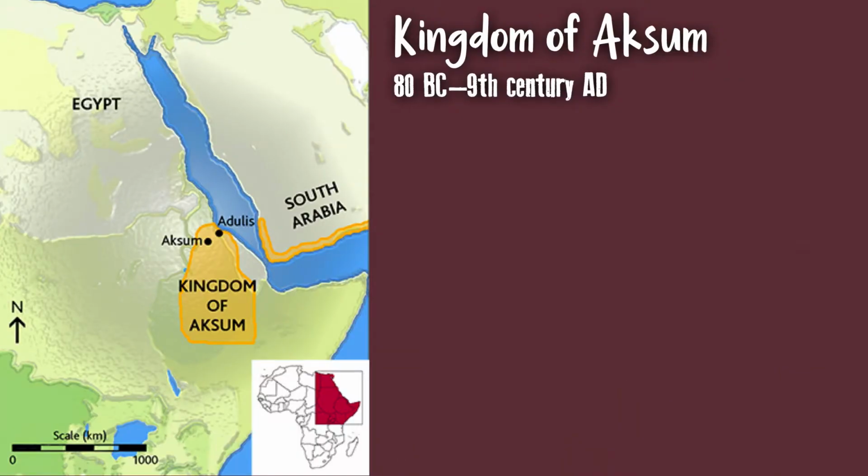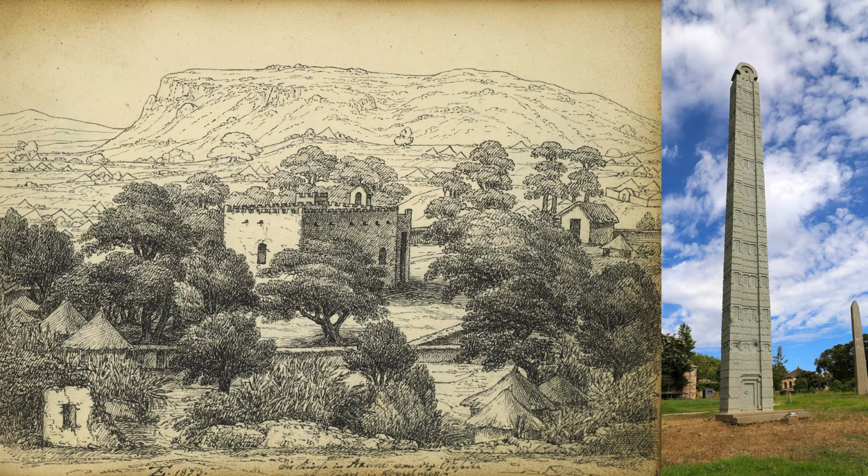So this is the Kingdom of Aksum. There's a map where you can see it's located right there on the coast of the Red Sea. And so it's a very important territory. Here is a picture of the Cathedral of Aksum. This is from a sketchbook dating back to about 1853. And to the right is an Aksumite stela. This is known as the Aksum obelisk.